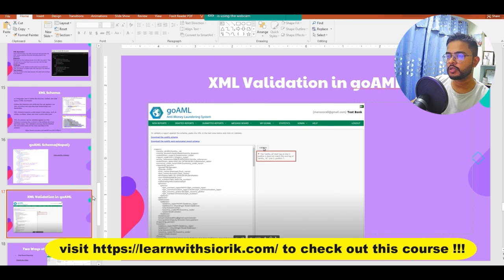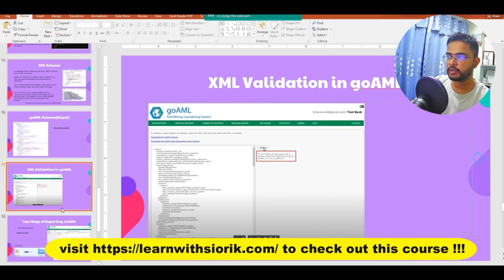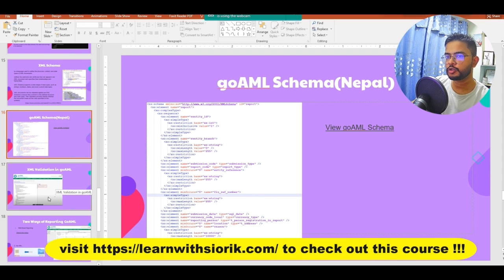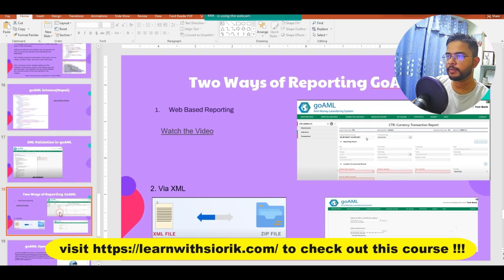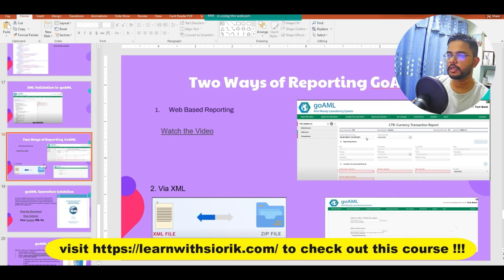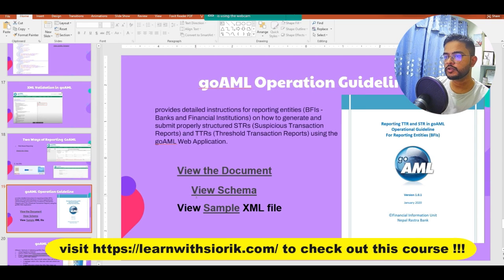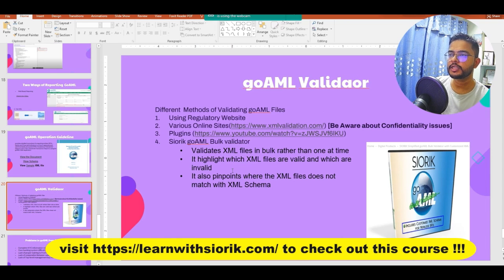Similarly, we'll talk about the XML validation in goAML site. Then we'll proceed towards ways of reporting in goAML. Then I'll show you an example of an XML file, how it is related with the XML schema and the goAML operation guideline, which is the major document that guides the creation of the XML schema and thereby XML files. Then we'll discuss different options that we have to validate XML files.